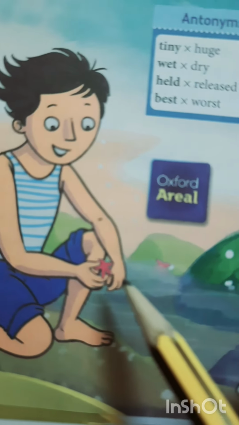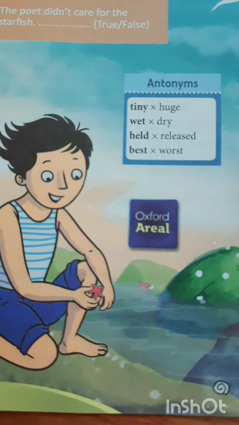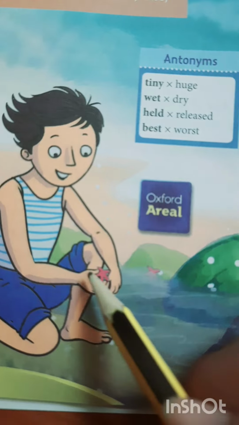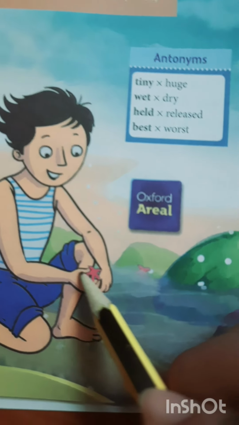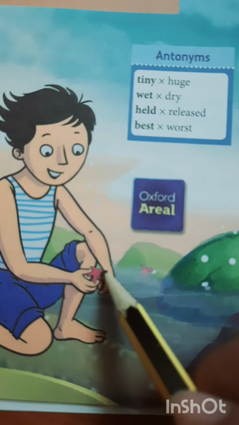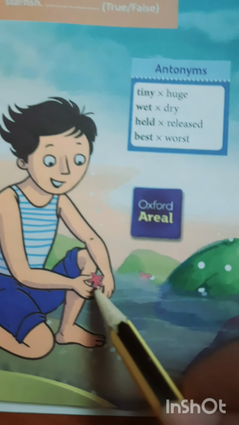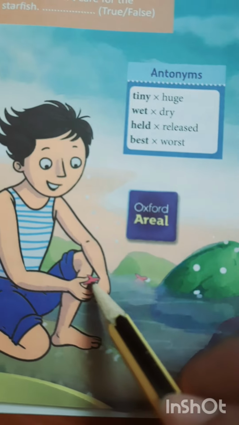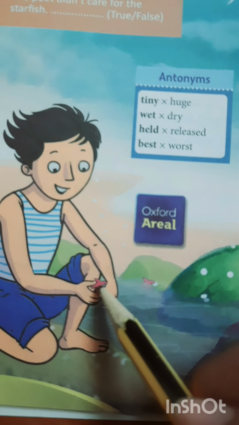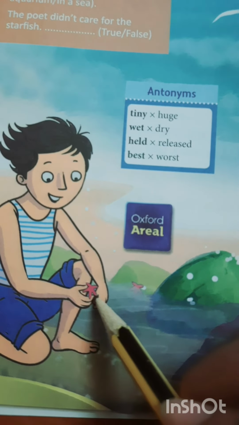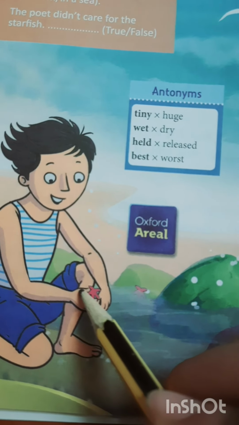Yes, have you seen the starfish? It's so tiny, right, children? It's so small, isn't it? So, it is smaller than his thumb. This starfish is smaller than his thumb. Okay, children? The poet says that. An itty-bitty starfish. So, this tiny small starfish is not bigger than my thumb.